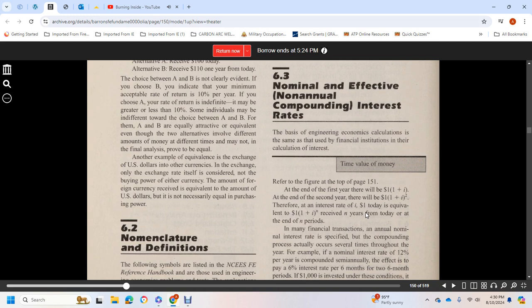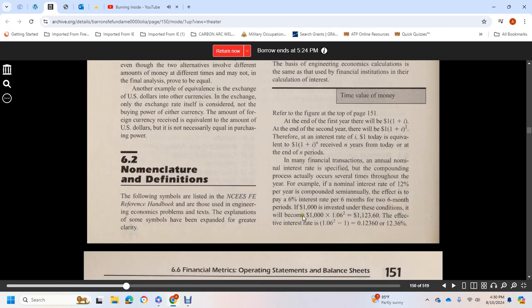At the end of the second year, there will be $1 times (1 + i) squared. Therefore, $1 today at interest rate i is equivalent to $1 times (1 + i) to the n, received n years from today at the end of the period.